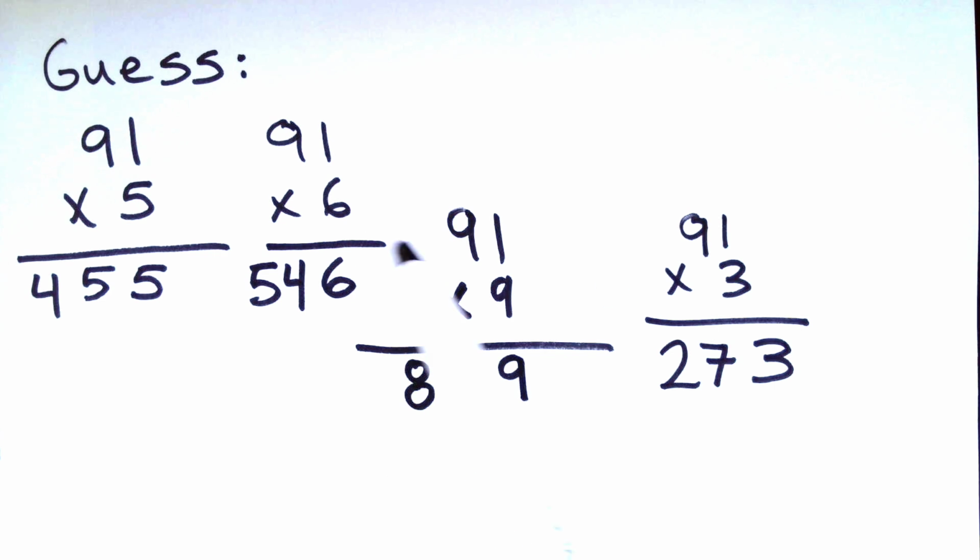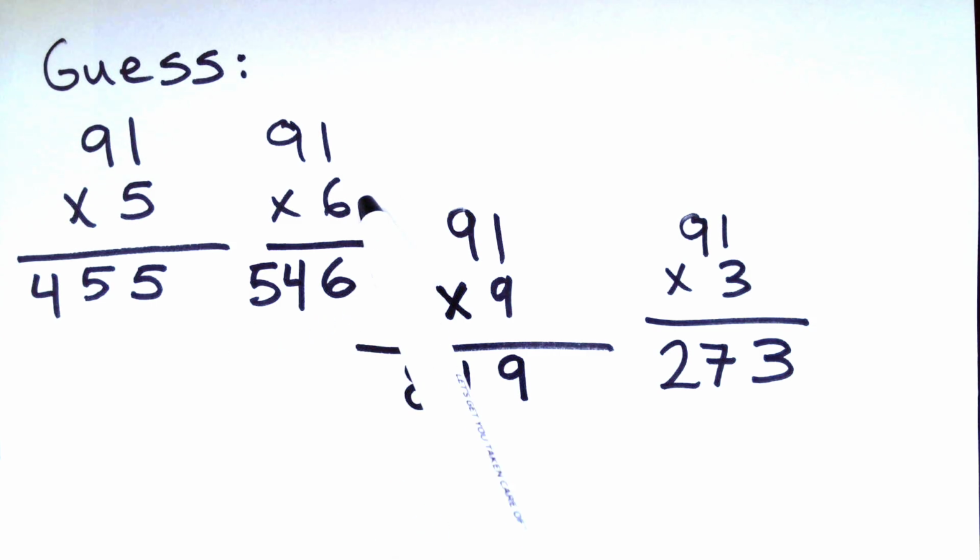I started off with 3. I got 273 as a product. I multiplied 91 times 9. I got 819. If I multiplied 91 times 7, I would go over my target of 600. So this is going to be the product, the answer to a multiplication. I'm going to use 546.